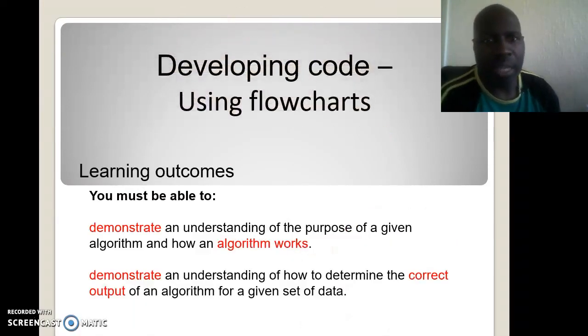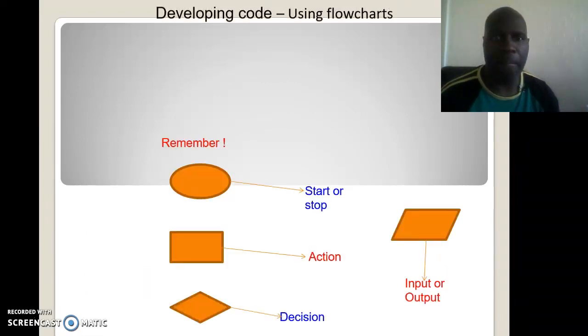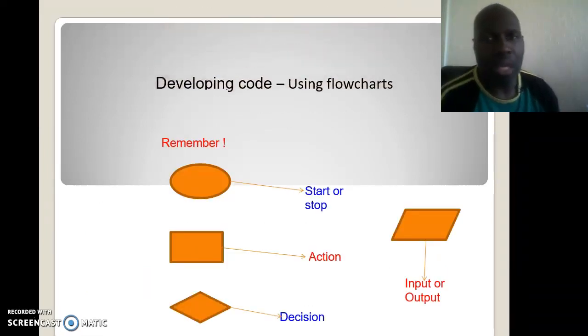Having a look at our learning outcomes, so we're looking at using flowcharts, so we demonstrate an understanding of the purpose of a given algorithm and how an algorithm works, and demonstrate an understanding of how to determine the correct output of an algorithm for a given set of data. So just to recap the flowcharts that we began in a previous slide.